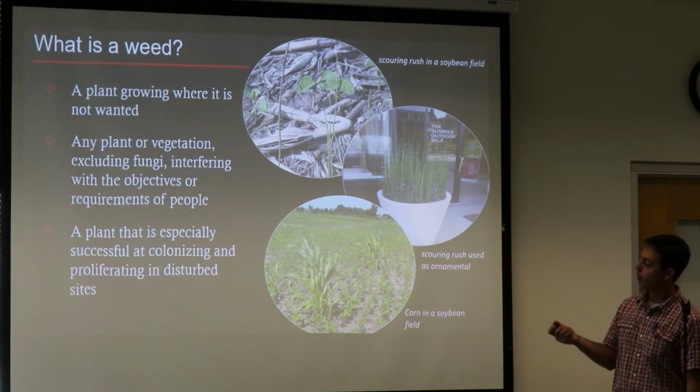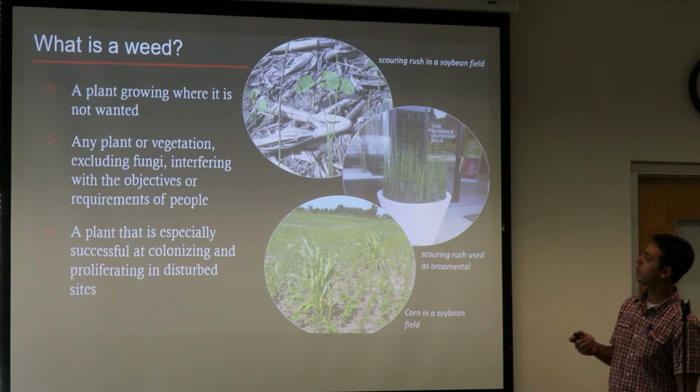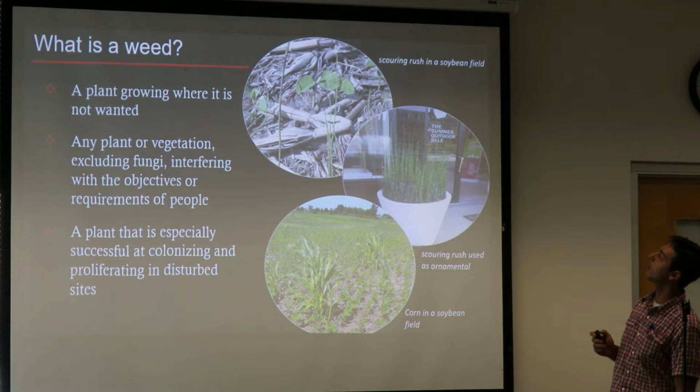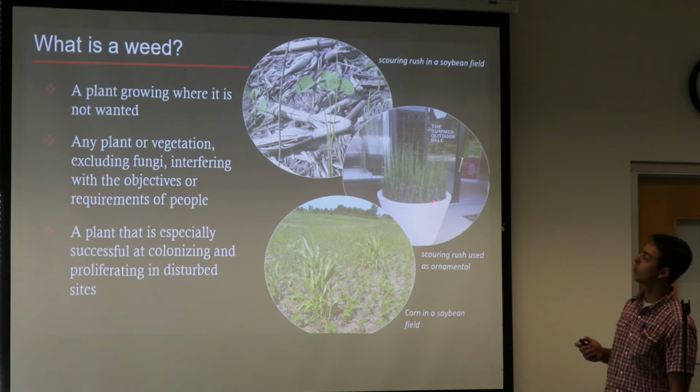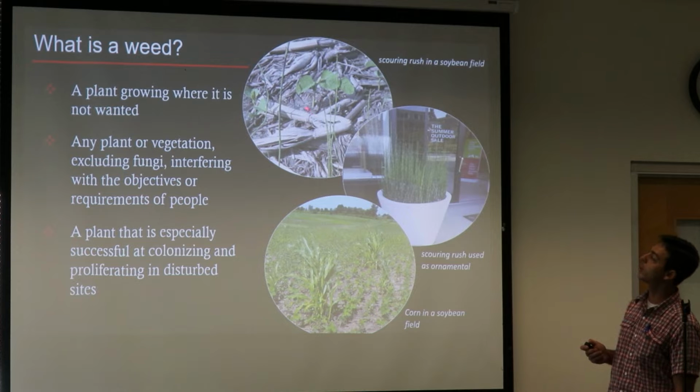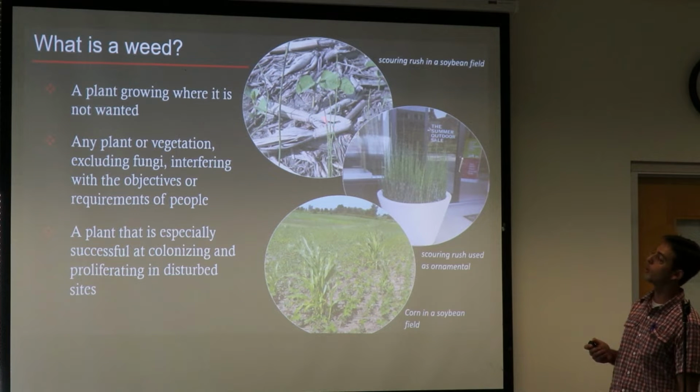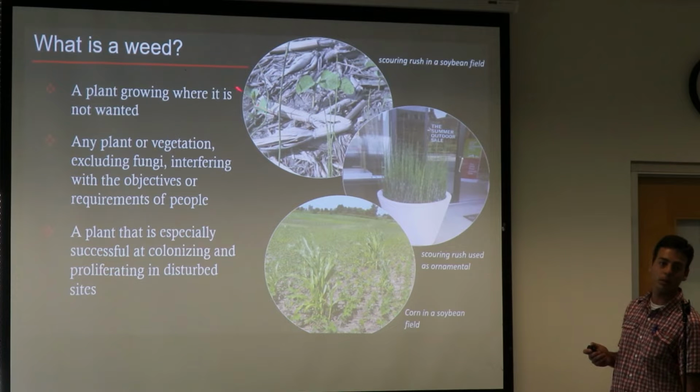So, for example, let's think about these first two pictures. We have a scouring rush in a soybean field, and then the same plant being used as an ornamental. In this case, this is a weed because the desirable plant that we want is our soybean, and now every single other plant that is growing there is competing with your crop, and therefore it's a plant out of place.